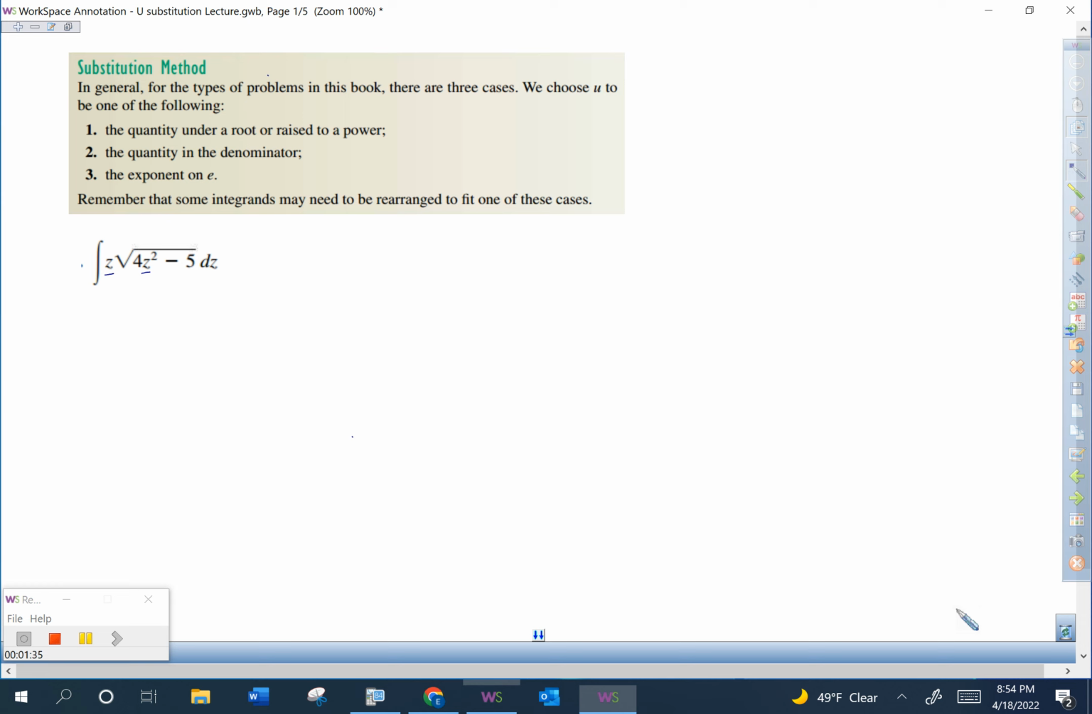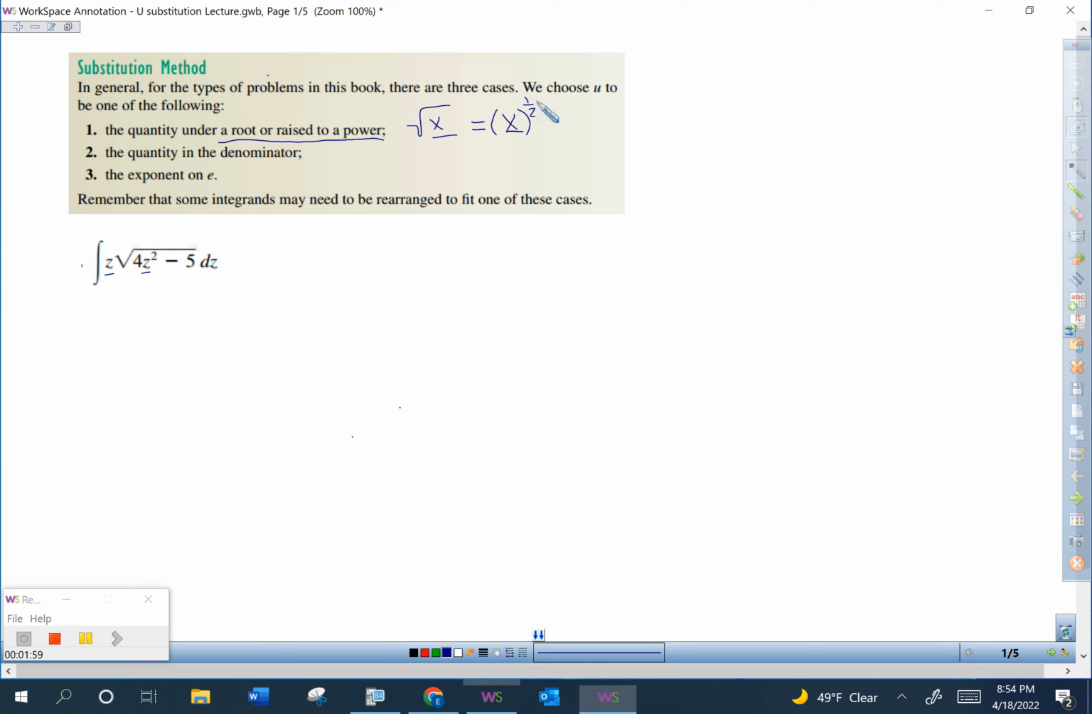Now let's talk about what to substitute where. The first couple examples here deal with a root or something raised to a power, because they deal with the same kind of idea. We've talked about this before. The square root of x is the same thing as x to the 1/2 power. So if you've got some expression underneath a square root or some expression to a power, that's going to be the u that we choose.